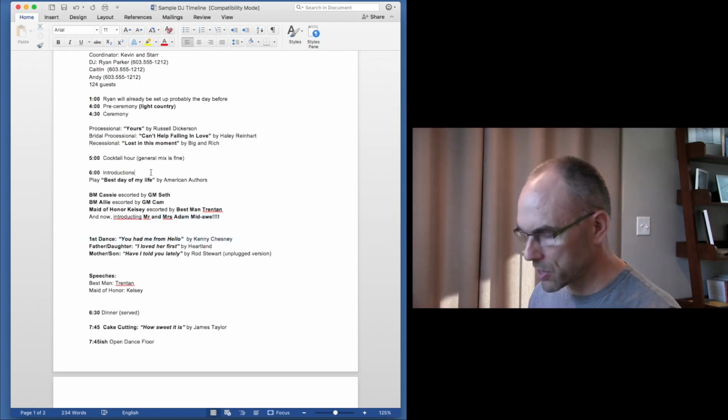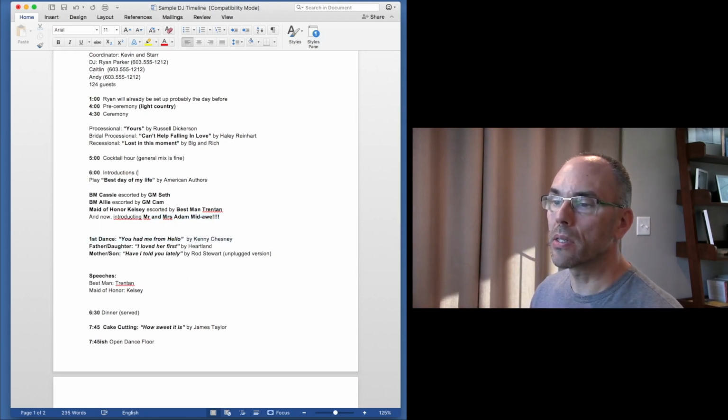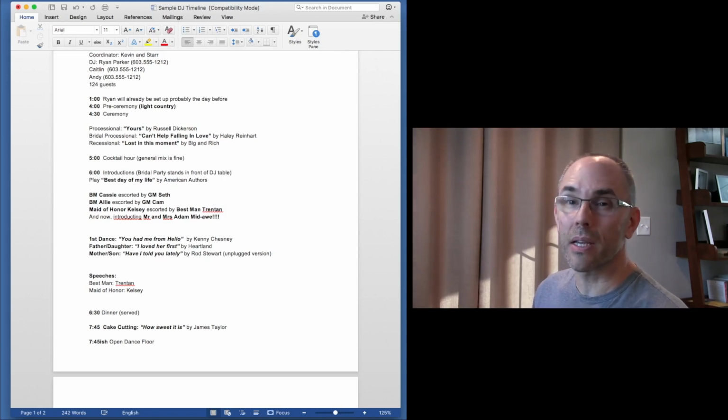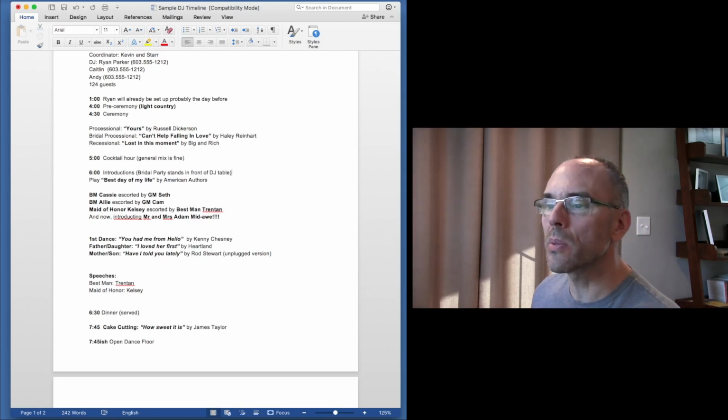Also, one thing I forgot to mention, and I didn't write down here, is bridal party stands in front of the DJ table. Sometimes people like to have the bridal party stay on the dance floor while they're doing their first dance. Again, that's totally up to you. I would say it's about 50-50 with my clients. Some do, some don't. But I have to notate that here, whether you're going to do it or not.